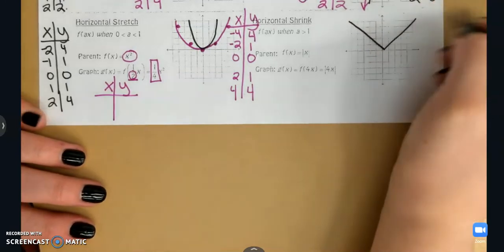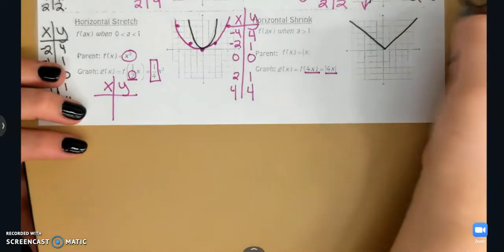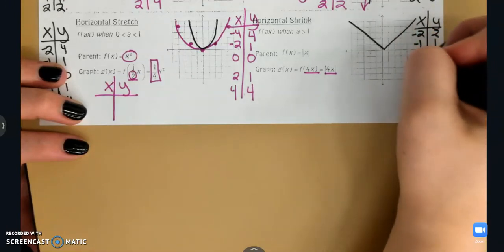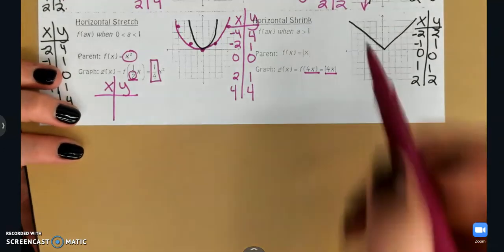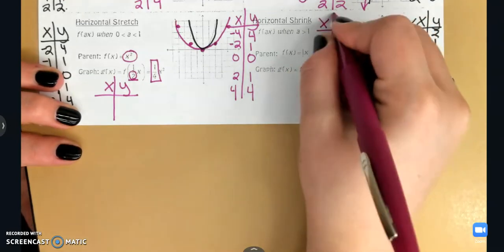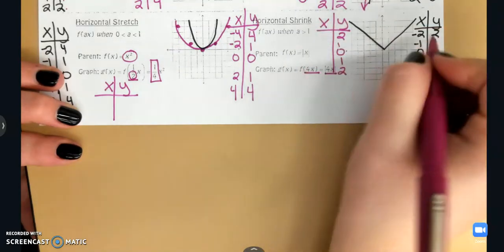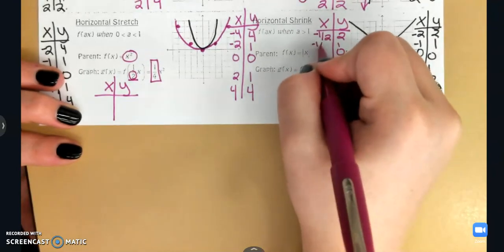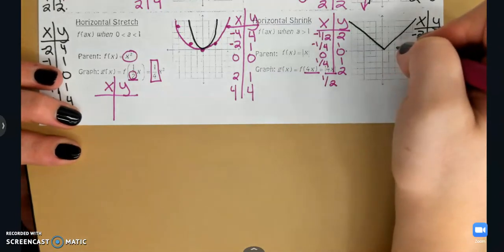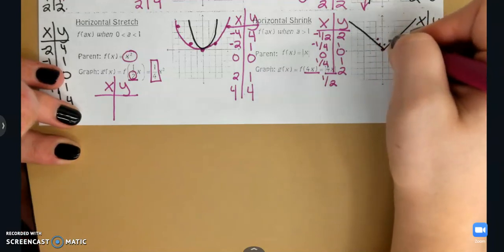And last but not least, horizontal shrink. And we have a shrink when the number being multiplied inside our parentheses is greater than 1. So again, this is our absolute value parent function. So when I'm shrinking, what's going to be happening to my x values is that they're going to be getting smaller. So I'm going to divide each of them by 4. And so I'm going to be shrinking in the horizontal direction.